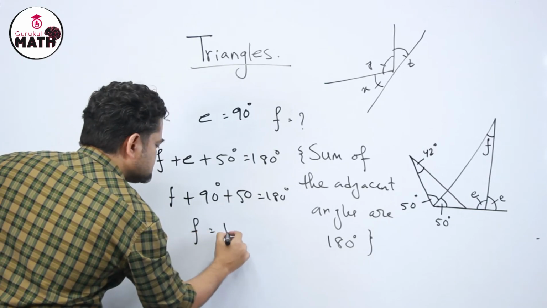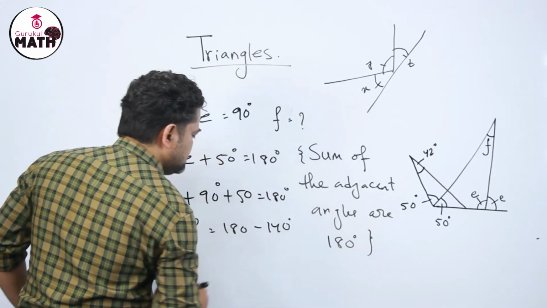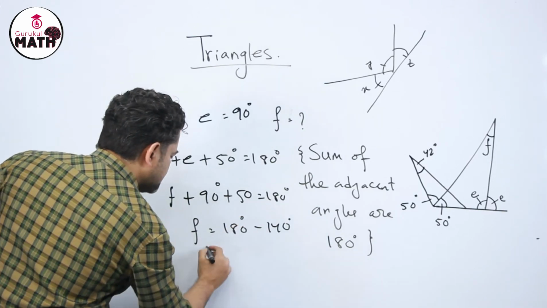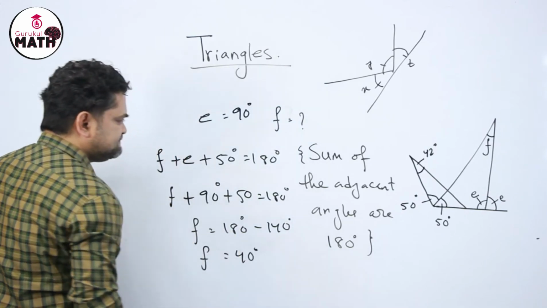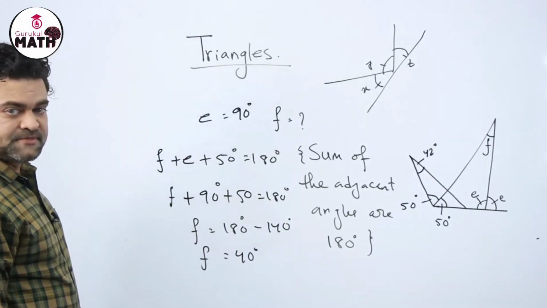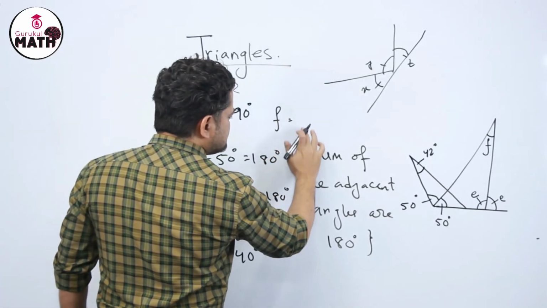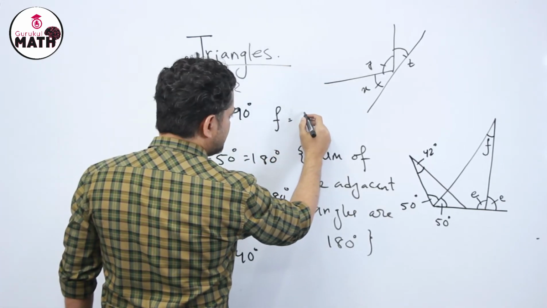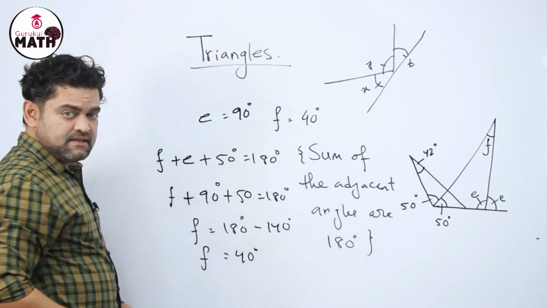So f equals 180, and 90 plus 50 is 140. 180 degrees minus 140 degrees. So f is coming here 40 degrees. So this was our main question, that I can write here f equals 40 degrees. We have found it here.